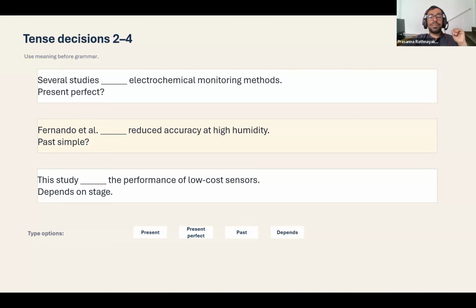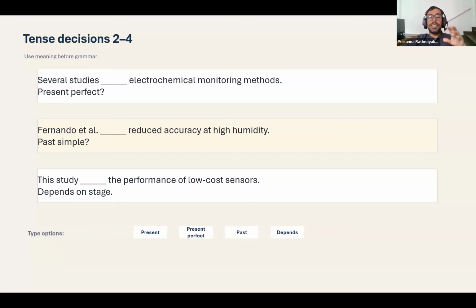Okay, look at the third. This study examines the performance of low-cost sensors. Now it is about your study. Does it depend on the stage? Can you report it as present, present perfect, past, or depends? Yes, you got it right.